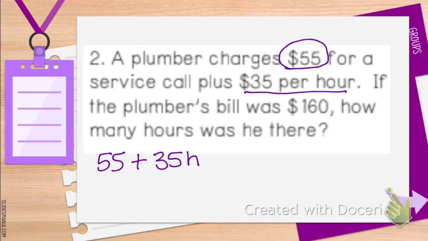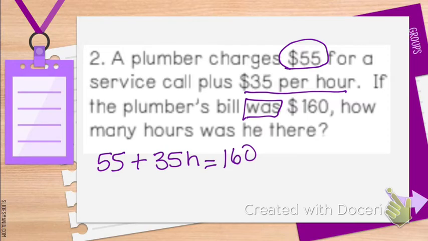So if you're there 7 hours, you're going to pay that $35 for each of those 7 hours and then add that $55 on it. But the $55 is not for each hour, okay? Now this one says was 160, so that means it is an equation, not an inequality here, okay? All right, so is that the one you wrote? All right, now solve it.